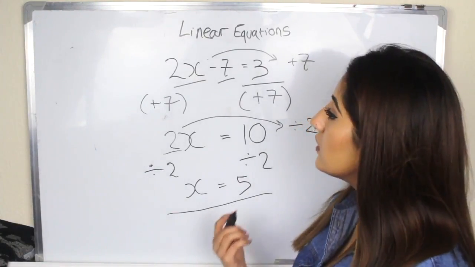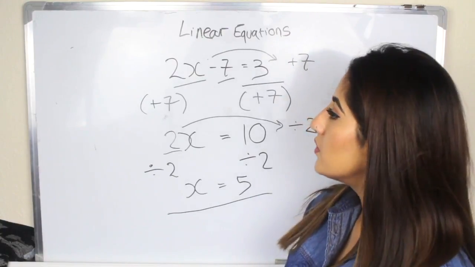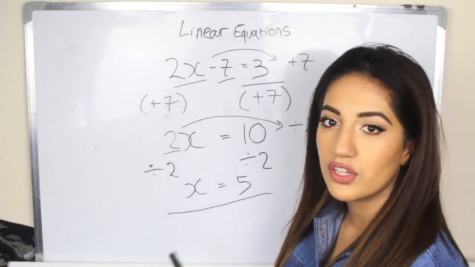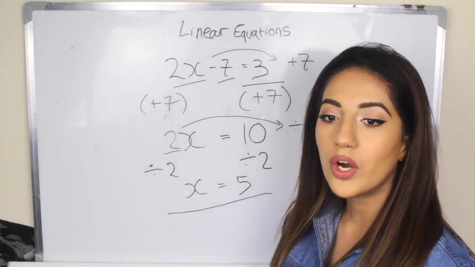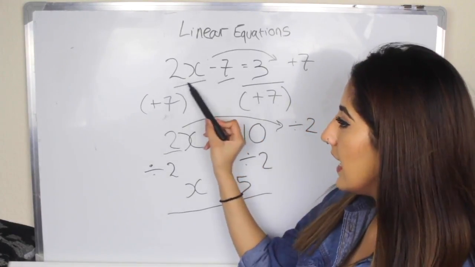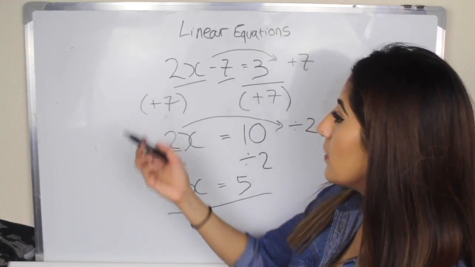But obviously we just want to check that we have got the answer correct. So to do that, what we're going to do, we're going to substitute it back into the original equation. So when you choose to substitute it back into the equation, what you need to do is, wherever you have your x, you just need to replace it with this value here. So we're just going to do that now.